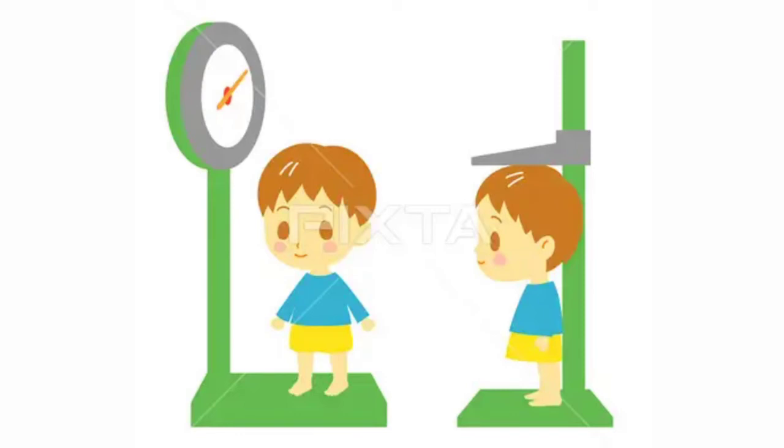Before 2 years we usually take length, and also in children who are unable to stand, like those with CP or some muscular diseases, we will also take the length. In others, we will take the height.